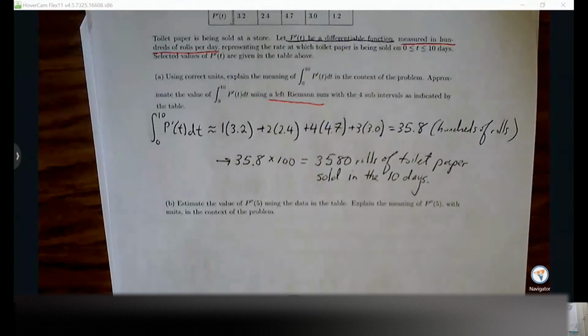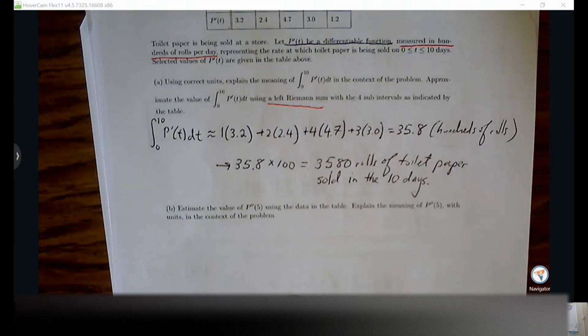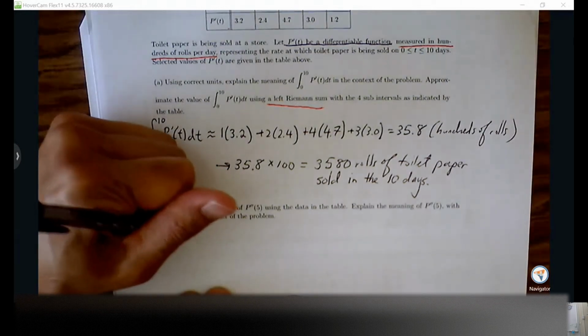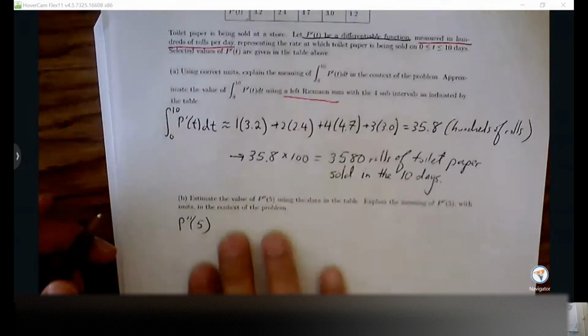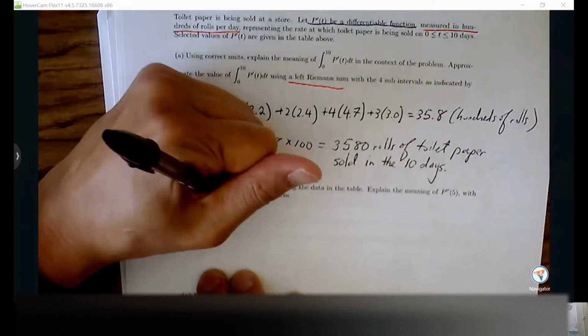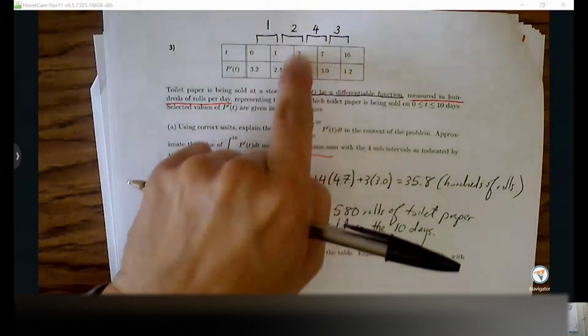Okay, so 3580 rolls of toilet paper sold in those 10 days. Okay, part B, estimate the value of P double prime of 5. So we're given P prime, so P double prime is just going to be the slope of P prime. We pick ordered pairs that are closest to that target of 5, so we'll choose 3 and 7.